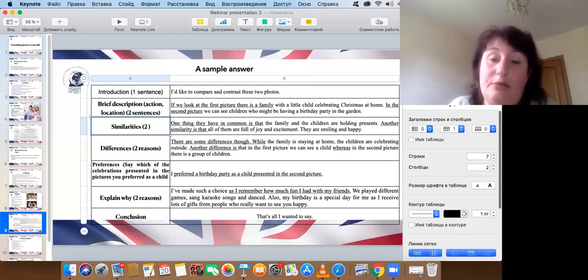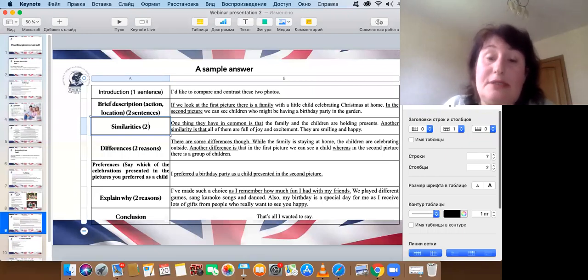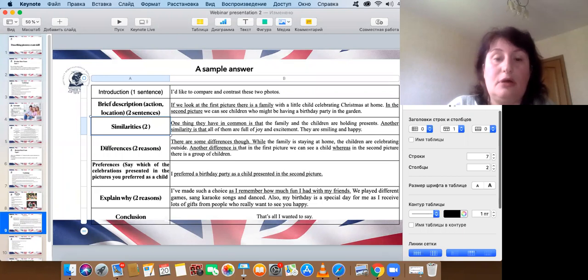They're smiling and happy. Actually, I underlined some of the phrases in my sample answer because I just want to show you useful language. So you may use "one thing they have in common is" and "another similarity is that". All of them are full of joy and excitement. They're smiling and happy. Actually, I said 3 sentences, but I only gave 2 similarities.